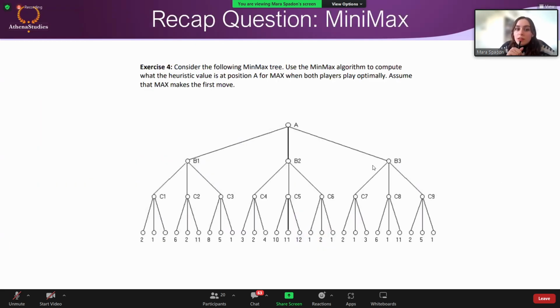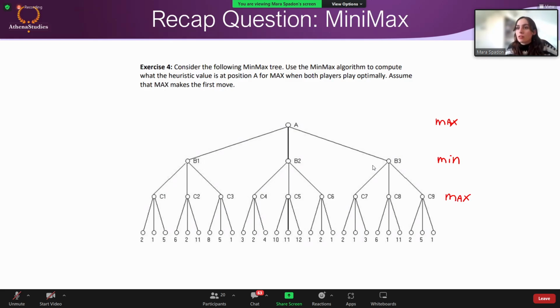Okay, so let's do a little recap question here. So they want you to consider the following tree and using the minimax algorithm to compute what the heuristic value is at each position for max when both players play optimally. So max always chooses the highest value and min always chooses the smallest value. We can assume that max makes the first move. So then in our case, max is here, right? It makes the first move. Then for the move afterwards, it's min's turn. And then finally, it is max's turn.